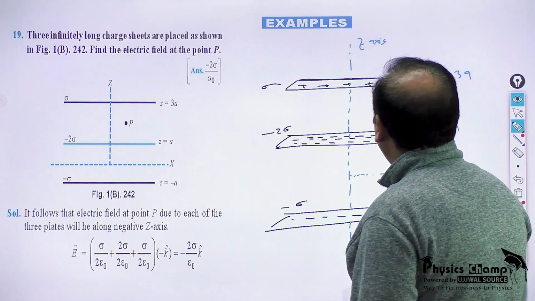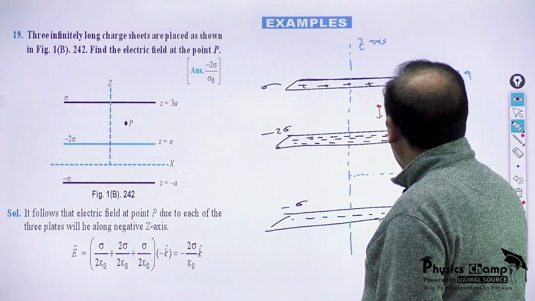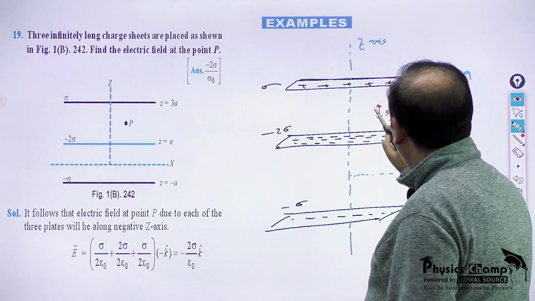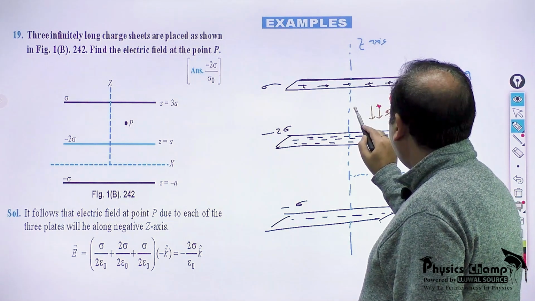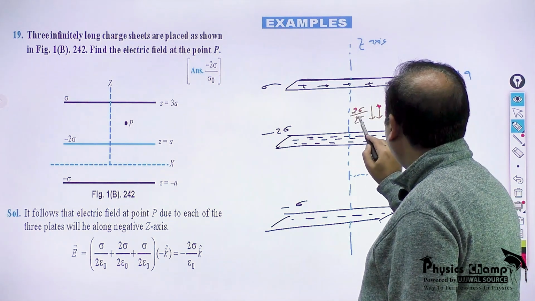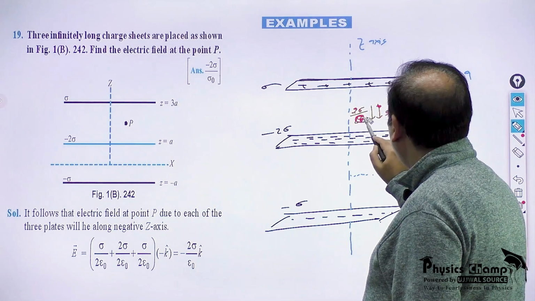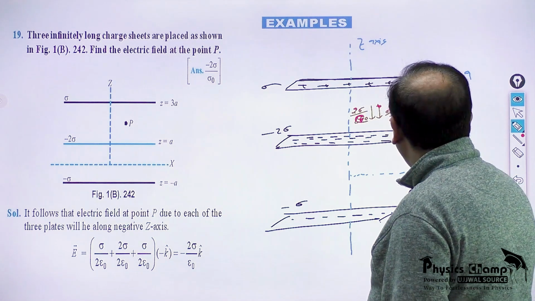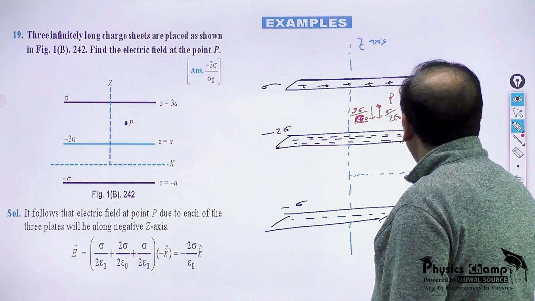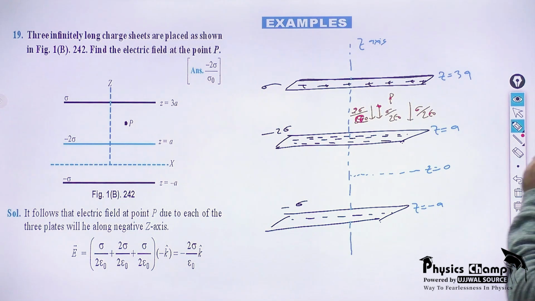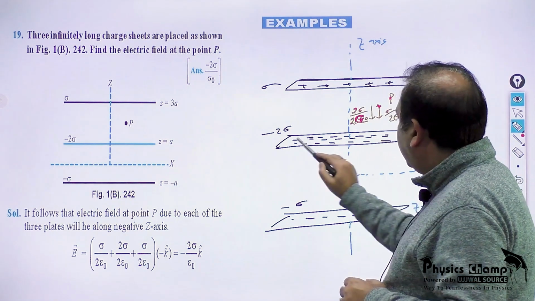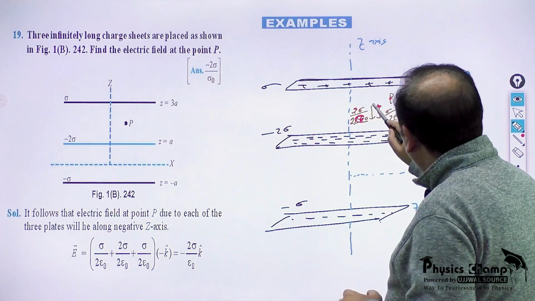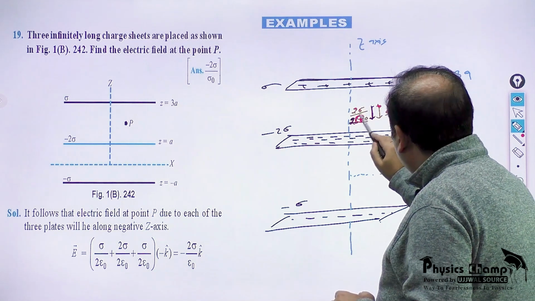So I would say at this point P, due to this positive charge, there will be electric field intensity sigma by 2 epsilon naught away from it, and due to this negative charge also it will be 2 sigma by epsilon naught downward. Due to this negative charge it is towards it, and due to this negative charge also it will be sigma by 2 epsilon naught. This is 2 sigma by 2 epsilon naught. Here the charge density is minus 2 sigma. So due to this negative, the electric field would be 2 sigma by 2 epsilon naught.